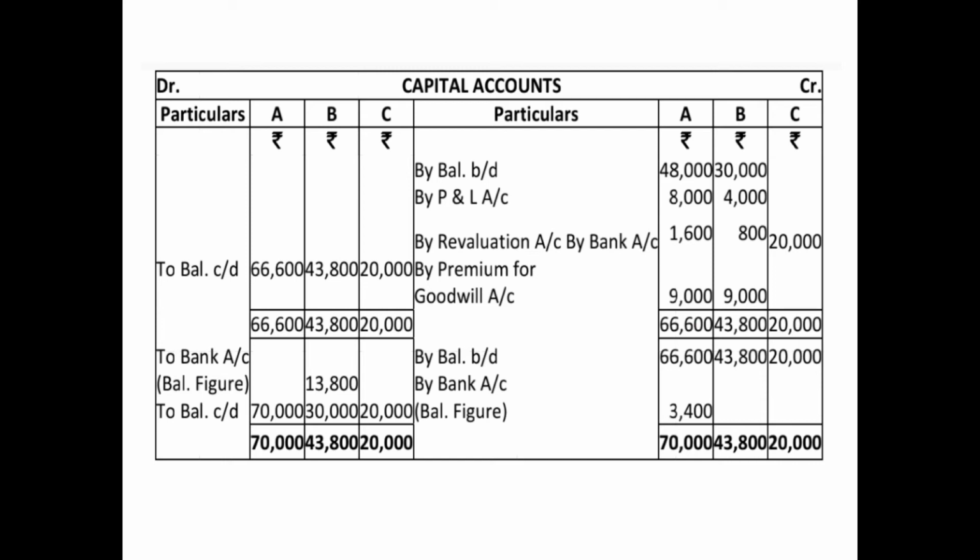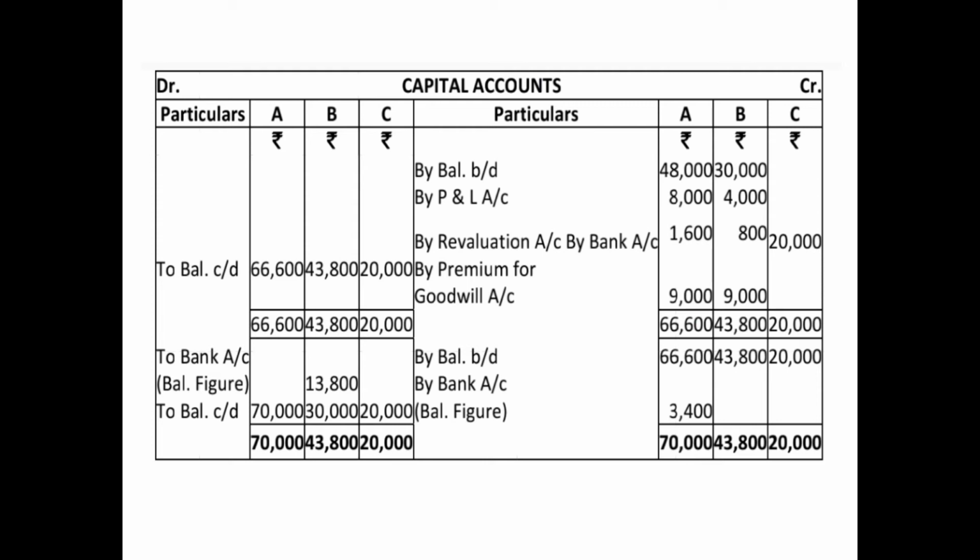So therefore on the credit side we have also shown premium for goodwill account 9,000 in A and 9,000 in B. So we have put up all the adjustments except for capital adjustments. So it is advisable that after doing it all, you calculate the closing balance, and thereafter we will do the adjustment. It will make the calculation and presentation easier for you.